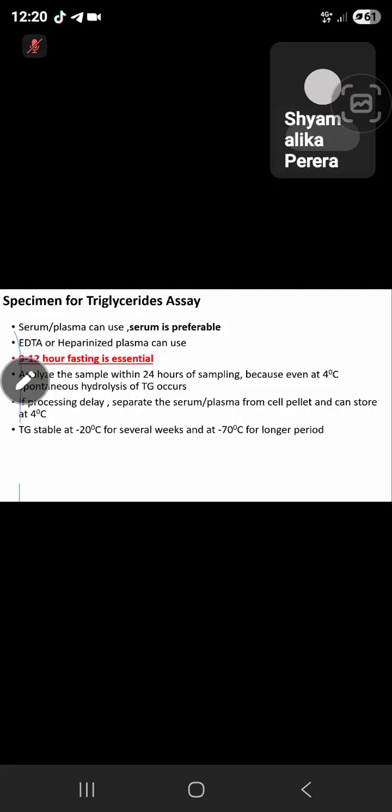Analyze the sample within 24 hours of sampling, because even at +4, spontaneous hydrolysis of triglyceride can occur. So that means if you want to analyze the triglyceride sample values, you have to analyze it immediately. You can't store at +4 even, because hydrolysis of triglyceride can take place. If the processing is delayed, you can separate the serum from the cell pellet and store at +4. And like that, you can store the triglyceride sample at -20 for several weeks and at -70 for a longer period of time.